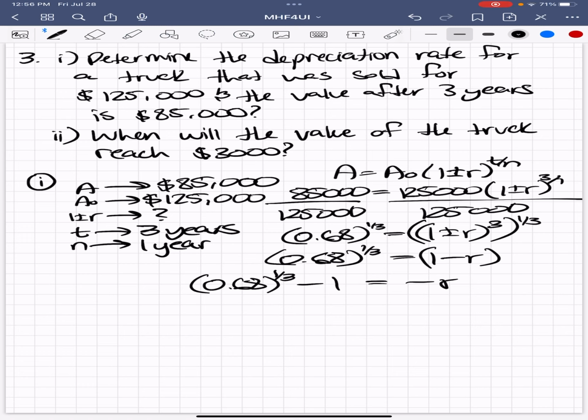So I moved this 1 to the other side. It was a positive 1, so we're going to switch the operational sign. So it's going to be 0.68 to the power of 1/3 minus 1. And we have negative R on this side because it's a depreciation rate. The negative's still there, but we're going to divide it out.